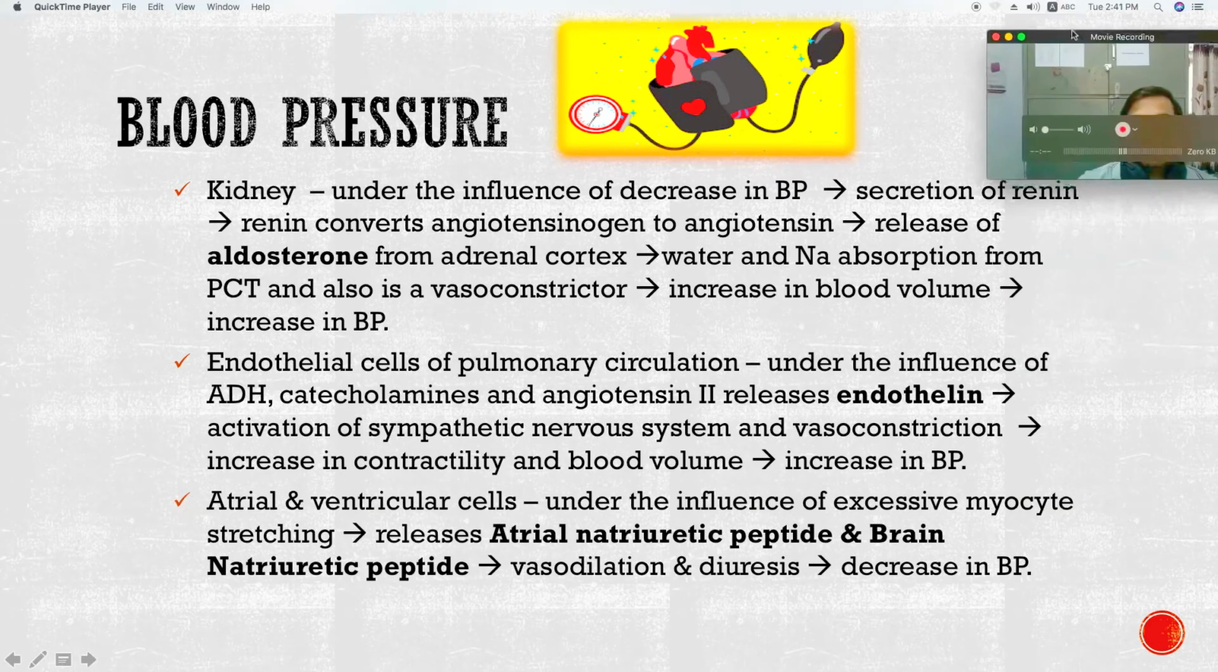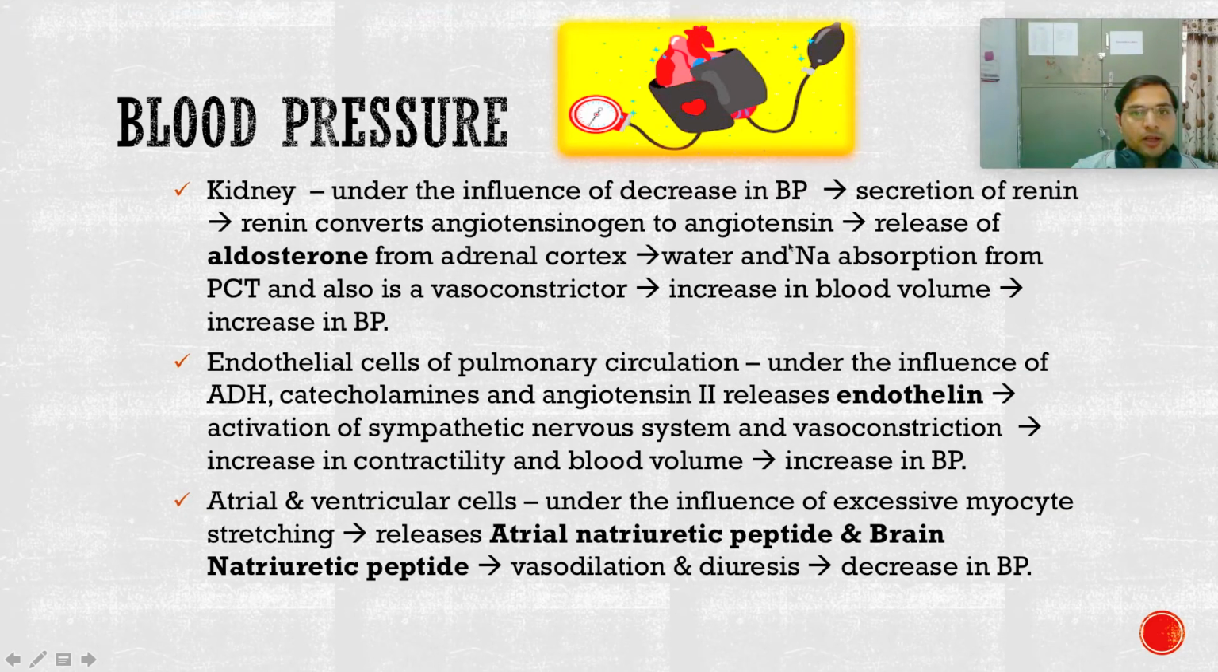Third, after the posterior pituitary, is the kidney. So under the influence of decrease in blood pressure, whenever the body senses, through the baroreceptors and the chemoreceptors in the CNS and in the arch of aorta and other places, the decrease in blood pressure, the kidney starts secreting an enzyme renin, right, which converts the angiotensinogen to angiotensin 1, right. Angiotensinogen is a protein which is secreted by the liver.